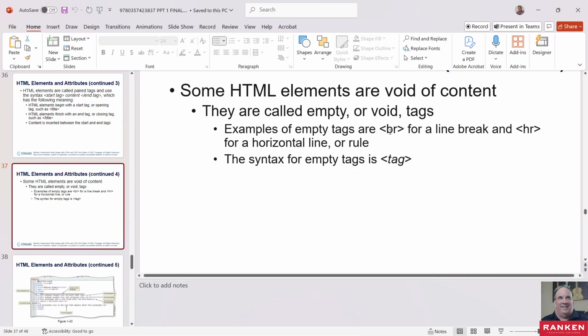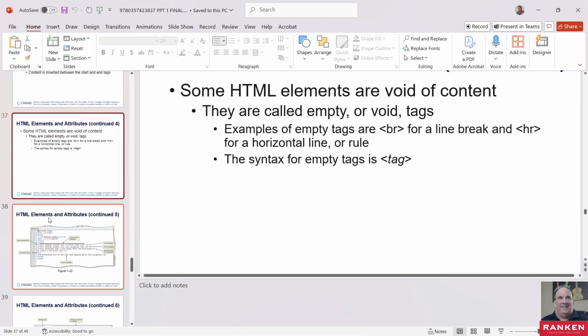HR stands for horizontal rule, and that's another one of those. The syntax is just the tag name without the end tag. You don't have anything in between it. You just have it. It provides a certain function. The BR is a break tag. It just gives you another line break, basically. And the HR tag is a horizontal rule, a horizontal line. Nothing in between.